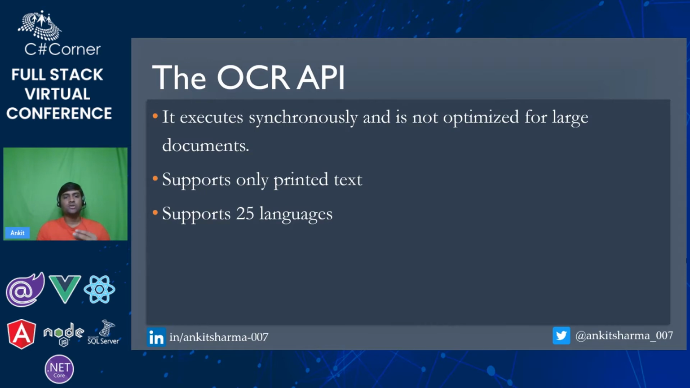The OCR API supports 25 languages. However, we have seen that in the case of the Read API, it supports only 5 or 6 languages.